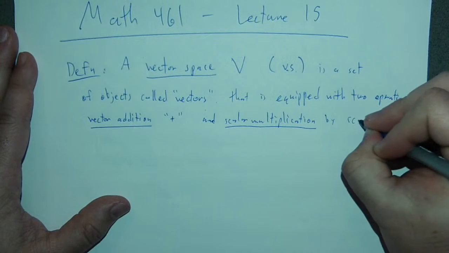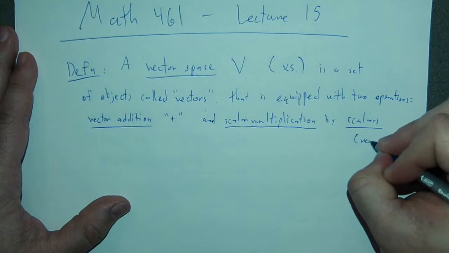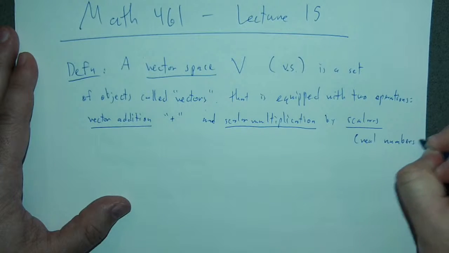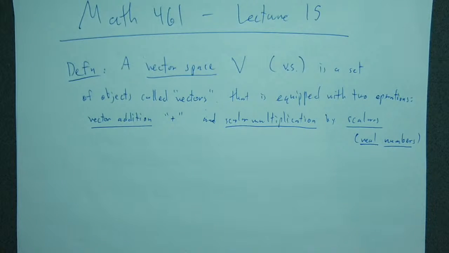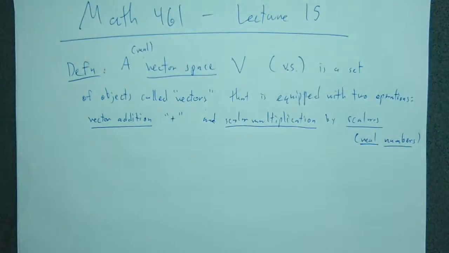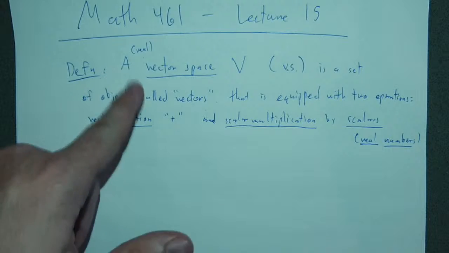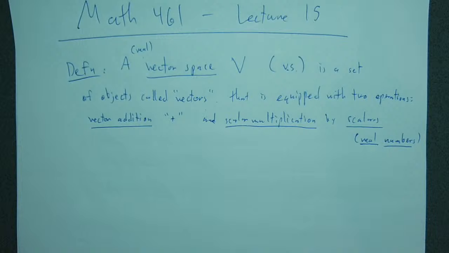By scalars. The scalars for us will be real numbers. Now, this is not necessary. We do not have to pick these things to be real numbers. We could pick them to be complex numbers, and in that case what we would be talking about would be complex vector spaces rather than real vector spaces. So we're not even going to ever include this word, but this is technically the definition of a real vector space, because the scalars live in the real numbers. The scalars are in R.